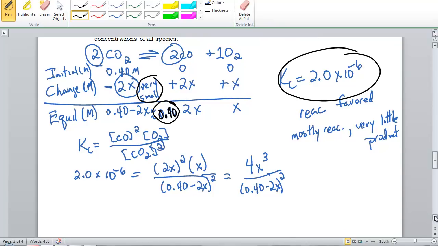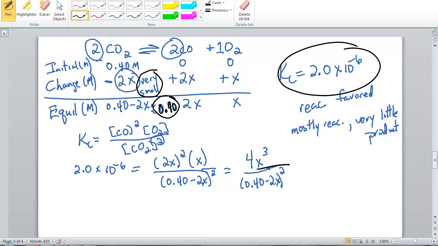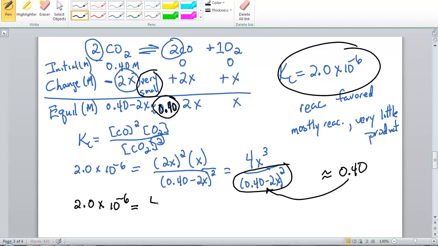So, how does that change this? Well, that 0.4 minus 2x now, we're going to say is approximately 0.4. So instead of 0.4 minus 2x, we're just going to plug in 0.4 there. All right, so now our math becomes much simpler. We still have our K value. We still have 4x cubed in the numerator. But now our denominator is 0.4 squared. We still have this squared term, so don't forget about that. Wow. Say wow. That equation is much simpler.